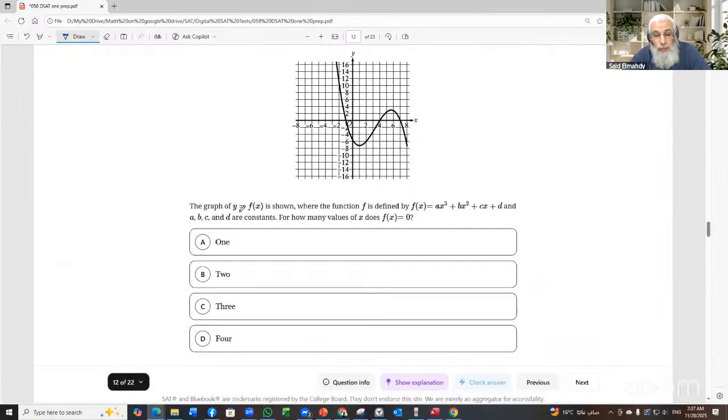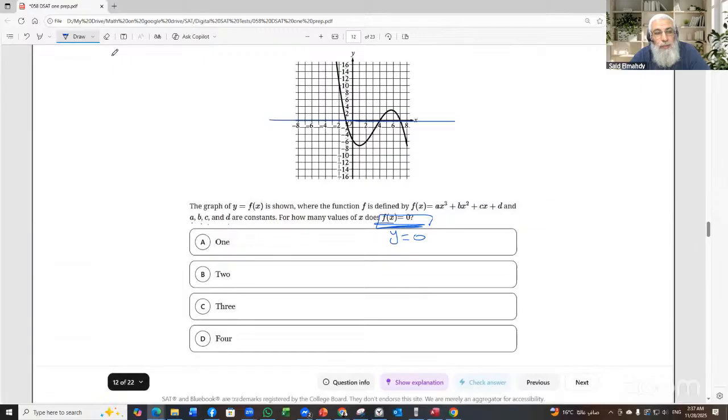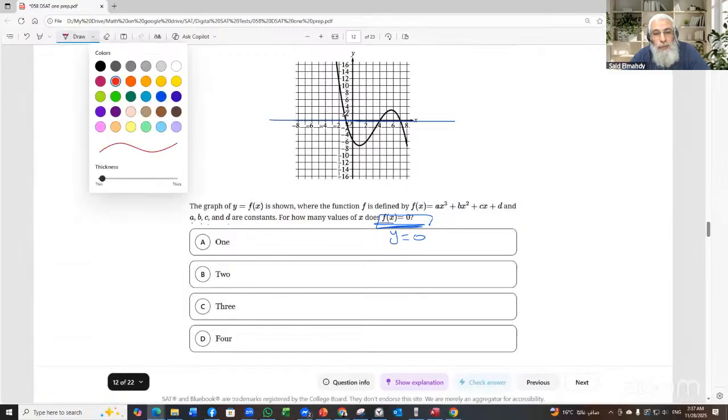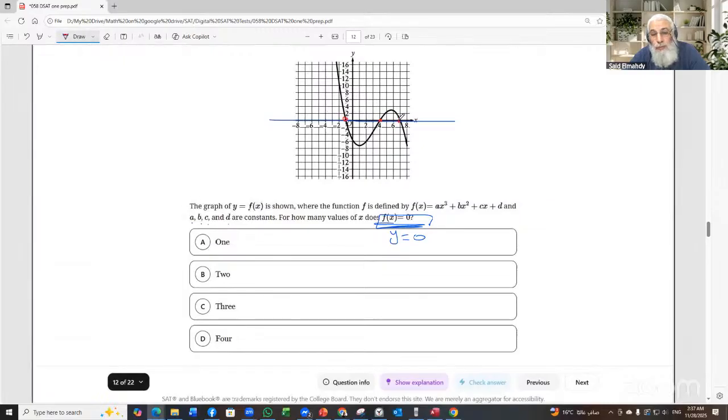The graph of y equals f of x is shown, where the function f is defined by f of x equals ax cubed plus bx squared plus cx plus d, and a, b, c, and d are constants. For how many values of x does f of x equal 0? F of x equal to 0 means y is equal to 0, and y equal to 0 is here. This means the graph intersects y equal to 0, so we will have 3 solutions: 1, 2, 3.